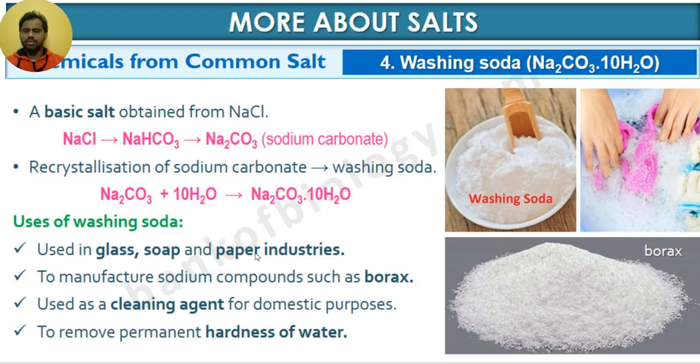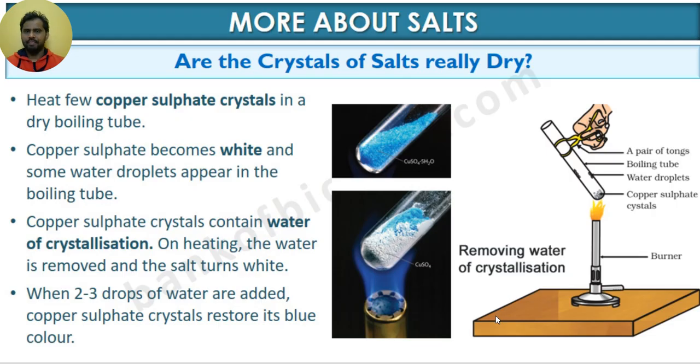They are used in glass, soap and paper industries to manufacture sodium compounds such as borax, and as a cleaning agent for domestic purposes. It is also used to remove permanent hardness of water. What is asked in exam? Write down the chemical formula of washing soda: Na2CO3.10H2O. Where is washing soda used? So these are the uses. And which chemical compound is used to remove permanent hardness of water? Washing soda, Na2CO3.10H2O.